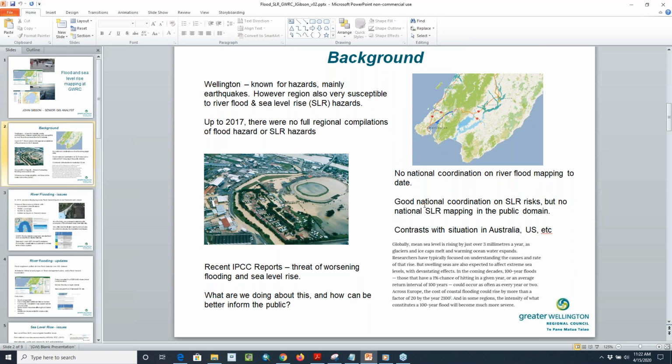Recent reports from the IPCC and elsewhere suggest that the threat of both river flooding and sea level rise is getting worse, and there's a quote there on the right that's taken from a recent report. So in terms of our regional coverage, what is GWRC doing about this, and how can we better inform the public through our mapping services?